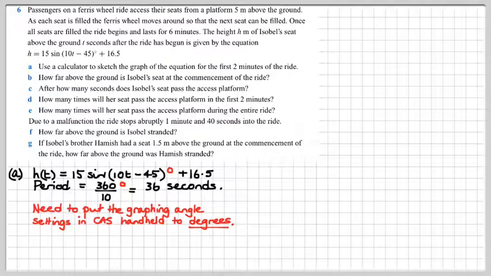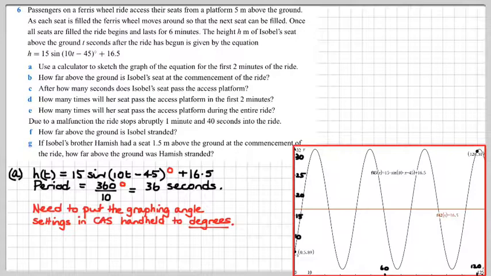Now, I've put in red there that you need to put the graphing angle settings in your CAS handheld to degrees, because if you don't, you're going to get it all wrong. You should always have your handheld device defaulting to radians, because that's the predominant variable that we use in trigonometry and circular functions. It's very important to have it in radians, but in this instance you'd better convert it to degrees to make everything doable and not drive you around the twist. Now there's the graph.